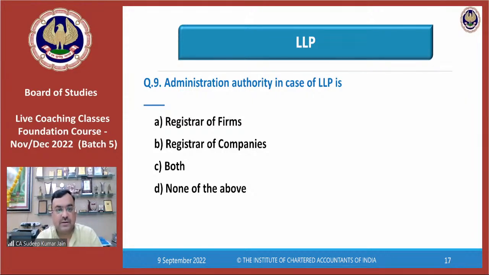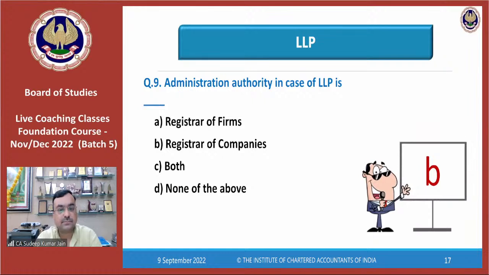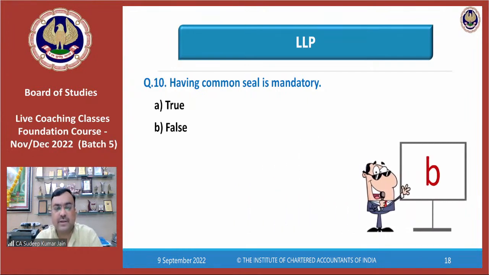Administration authority in case of LLP: the registrar of firms, registrar of companies, both, none of the above. The answer is B, the registrar of companies. Having a common seal is mandatory, true or false? It is false. It is not mandatory for LLP.